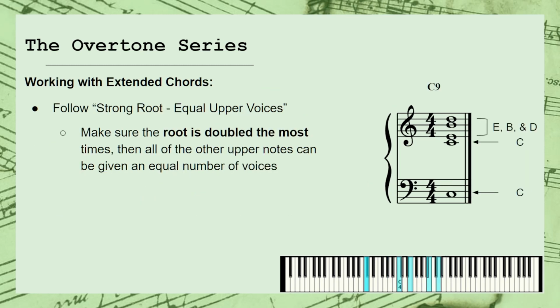Well, in this case, we can adjust our initial strategy and use something that we will call the strong root and equal upper voices strategy. In other words, whichever note is the root of your chord should appear the most times in your chord spelling. And all of the other notes should be represented by an equal number of voices. So long as you keep this information in mind, you should have no problem creating a clear and effective arrangement for your chords and other harmonic material.